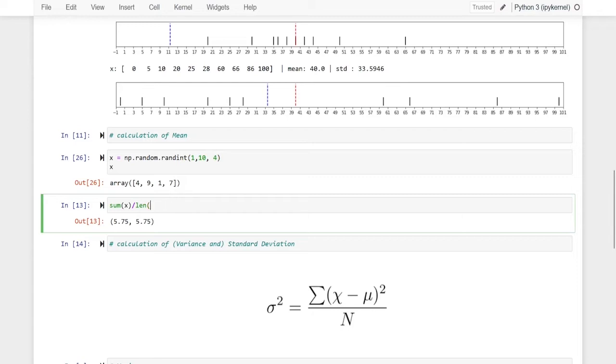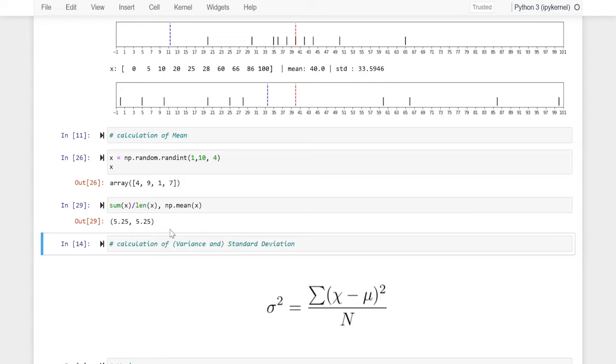So 21 is the sum. Yes, then we will divide by length of x, that is 4. We will get 5.25. Should we calculate like this? Never. We will have a lot of functions available with us. We can make use of them. So here we are using numpy's mean and we are getting 5.25.